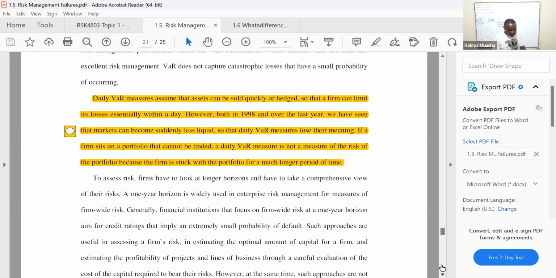So here they say, daily value at risk measures assume that assets can be sold quickly or hedged so that a firm can limit its losses essentially within a day. However, both in 1998 and over the last year, we have seen that markets can become suddenly less liquid so that daily value at risk measures lose their meaning. So if a firm sits on a portfolio that cannot be traded, a daily value at risk measure is not a measure of the risk of the portfolio, because the firm is stuck with the portfolio for a much longer period of time.